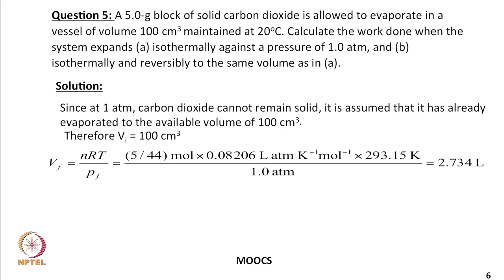Vf is equal to nRT by Pf, n is 5 divided by 44, 5 is the weight of carbon dioxide solid and 44 is its molecular weight. So, 5 divided by 44 is the number of moles. R value here is being used in liter atmosphere per Kelvin per mole for obvious reason, because we are using pressure in atmosphere, and use temperature in Kelvin, 293.15 Kelvin. This gives a final volume of 2.734 liter.